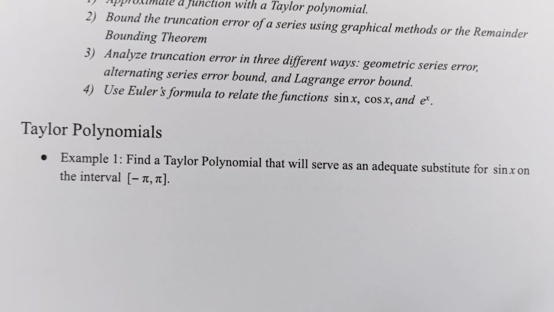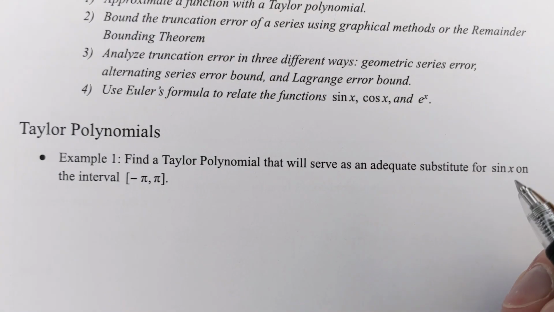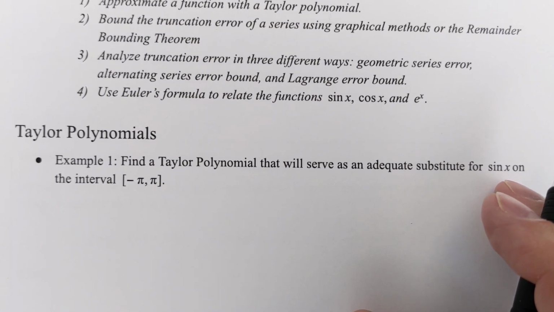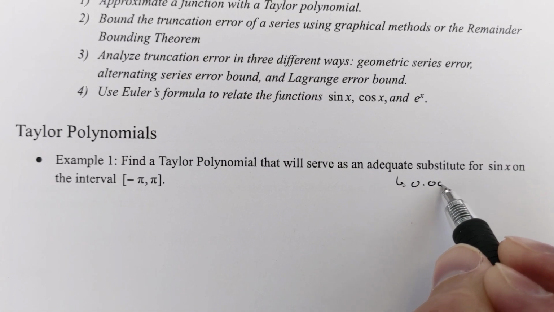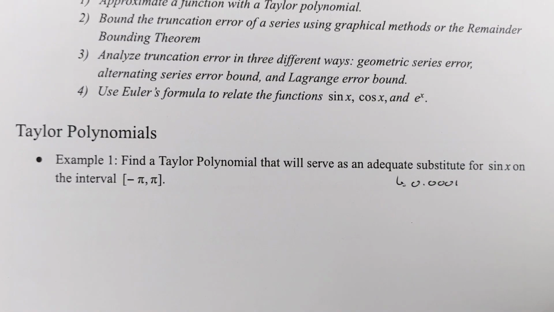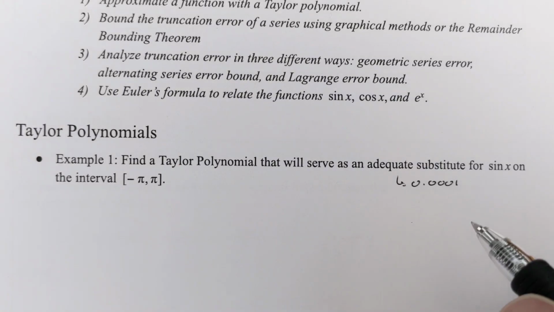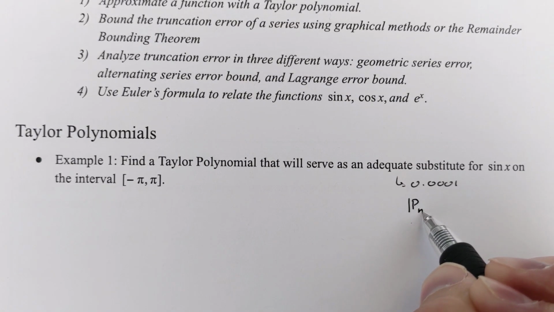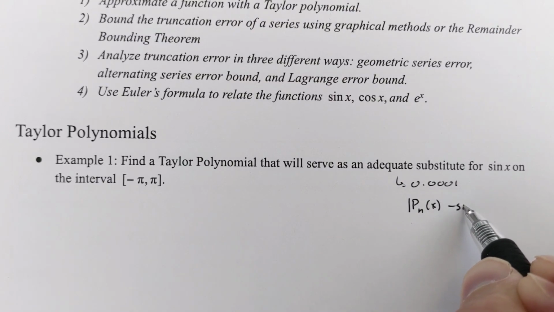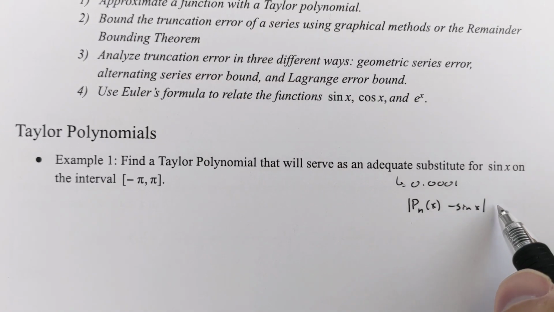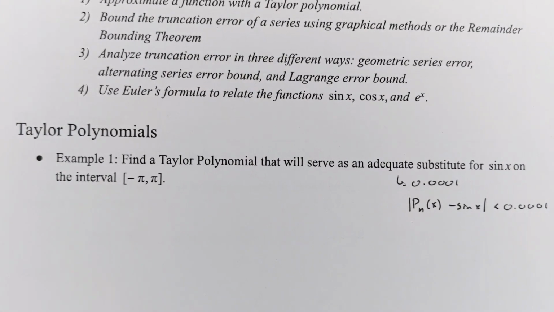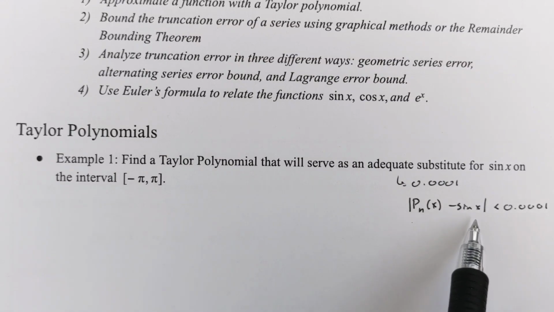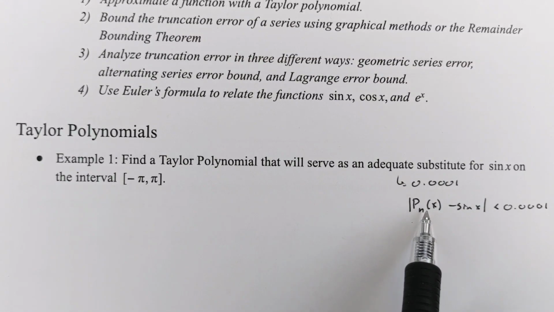So the first thing is, adequate, we need to define adequate. So we'll say it's within 0.001. So what we actually need to do is figure out, so there's our Taylor polynomial, this difference has to be less than 0.001.